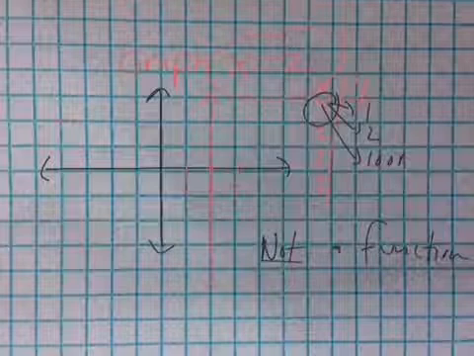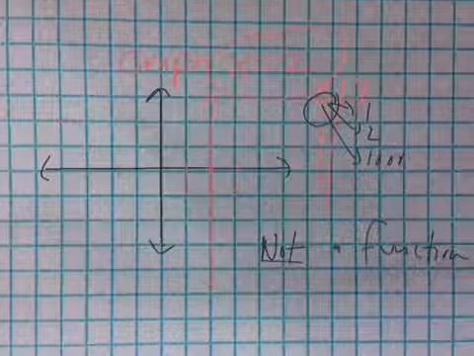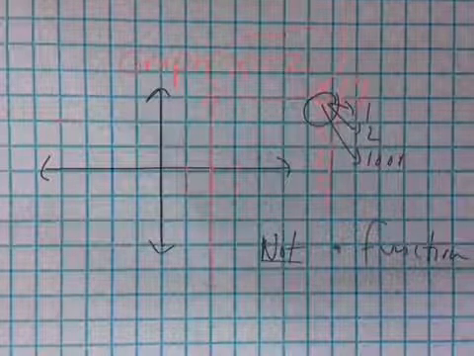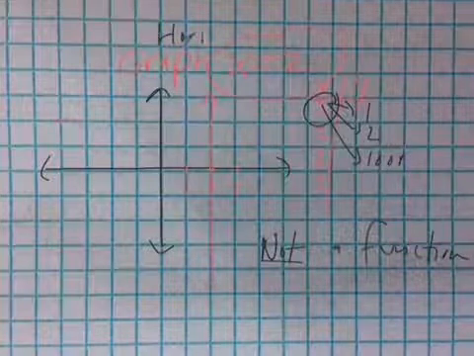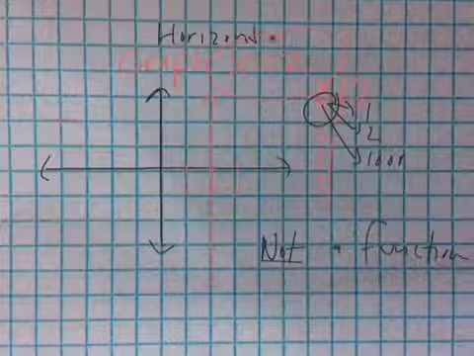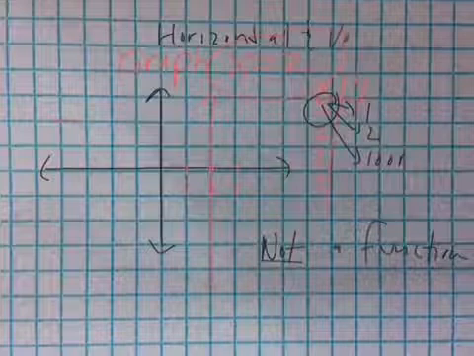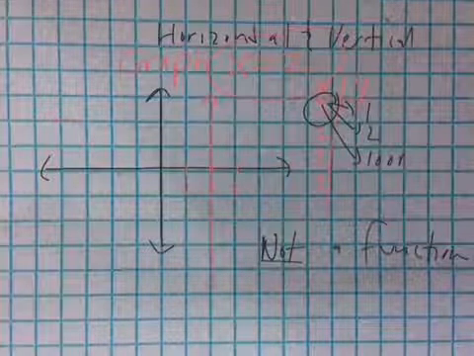Now that we've reviewed graphing using input-output tables, let's look at a couple special cases here. We're going to look at graphing horizontal and vertical lines.